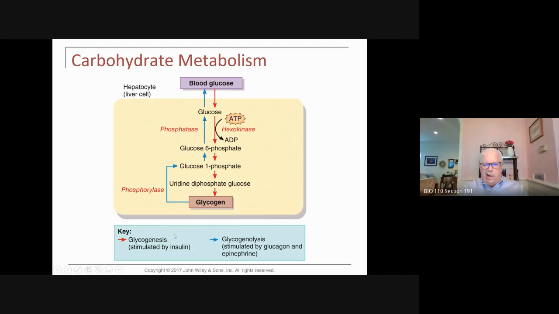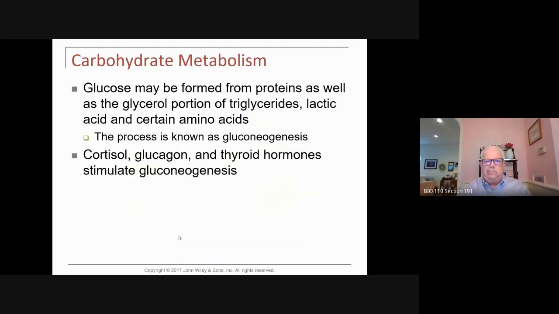If you need to build it up, it's stimulated by insulin. You don't have to know the hormones here. The hormones we'll talk about in greater detail in the endocrine system. Again, you don't have to know the hormones. I'm not going to ask you any hormone questions of this nature on exam number 3.